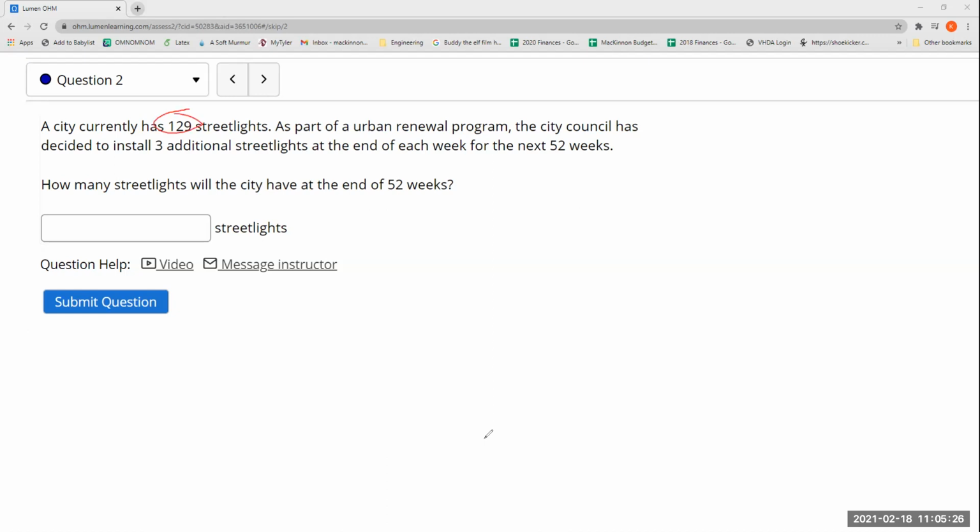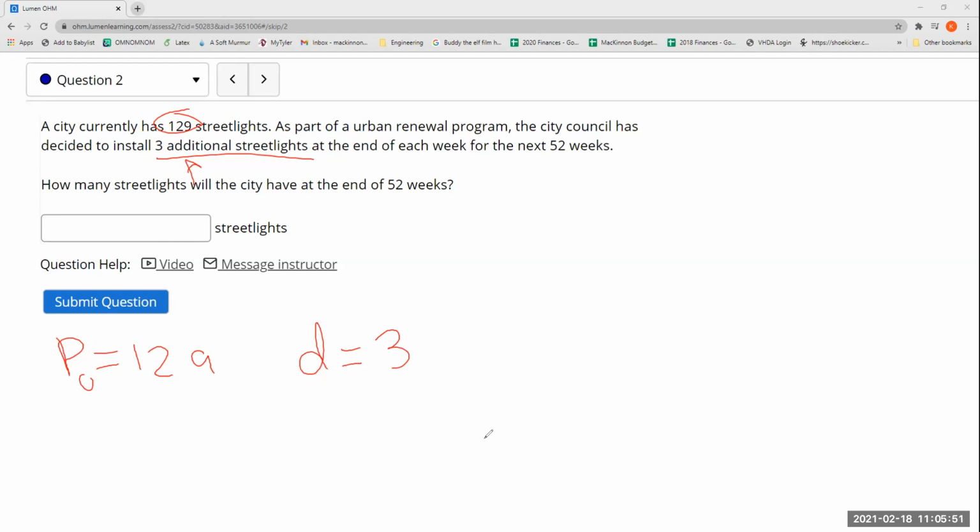So we've got 129 lights first. Okay, so we start with 129 lights. So I'm going to say that's P0. And then each and every week, we're going to add 3 new lights. So my common difference is 3. And I know that this is linear because I'm adding 3 additional lights. It's a constant number of lights that I'm adding each week.